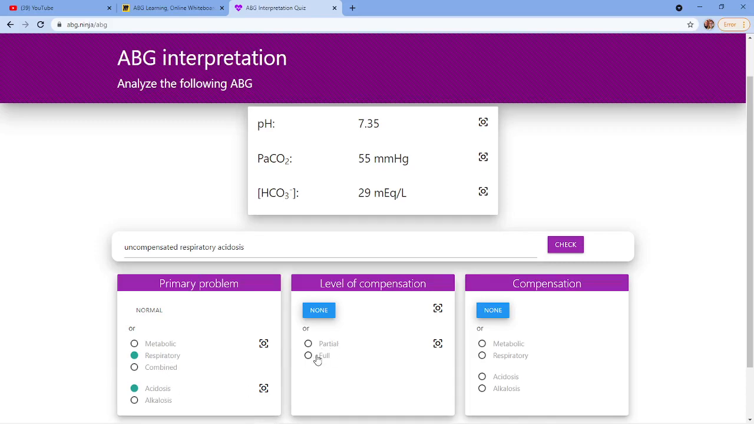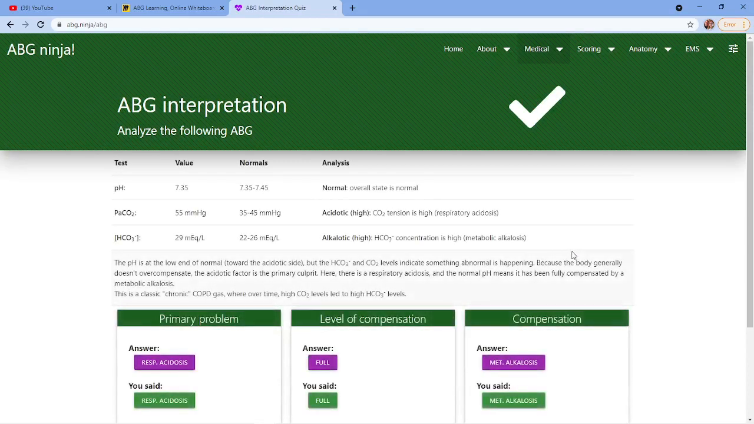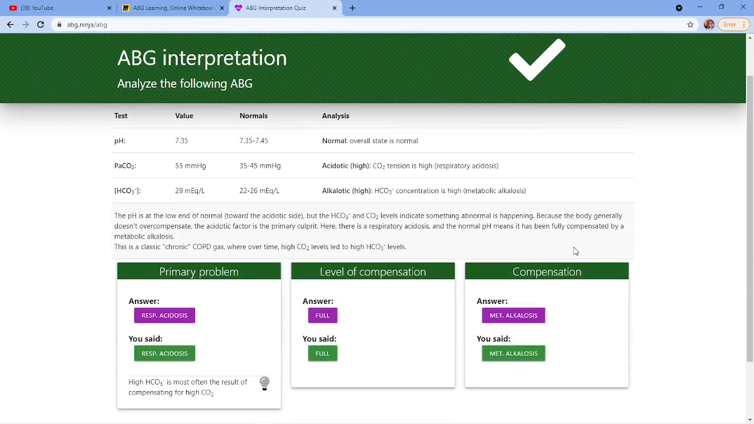Is it full or partially compensated? Well, simply look back at the pH here and we can see that the pH is within normal limits. And as we talked about, if it's a normal pH, then it's going to be fully compensated. And remember, it's always opposite. So metabolic alkalosis is what causes that. Let's see if we're right. And we're right again. So my friends, this is simple enough.